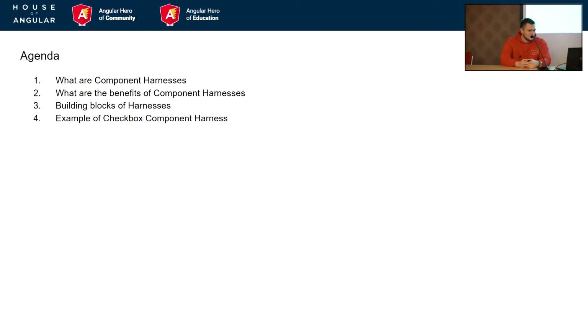So let's start with the agenda. We will discuss what component harnesses are and what the benefits of using them are. I will go through the building blocks of the harnesses from the perspective of the author, but also from the perspective of the consumer, because we don't always have to be the author of the harnesses. The library we use might deliver them. And I will show you a very short example of a checkbox component harness, which I created myself on StackBlitz.